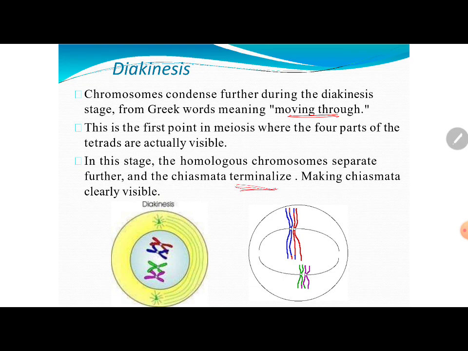What do you mean by chiasmata? I told you, right, the points where the non-sister homologous chromosomes join together and try to separate. So when they try to separate, they move towards the tip. You can see this tip. They move towards the tip and they move across. So when they move across, you can see there is exchange of material.